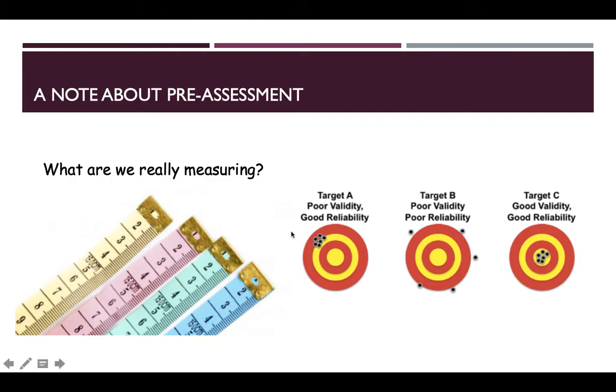So in target A, this was not a valid shot because none of the shots hit the center of the bullseye. Same thing for target B, no valid shot. And in target C, we see, okay, there is validity because we actually hit the bullseye. The next concept we consider is reliability. Reliability can also be thought of as consistency.